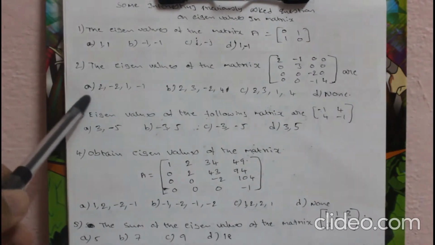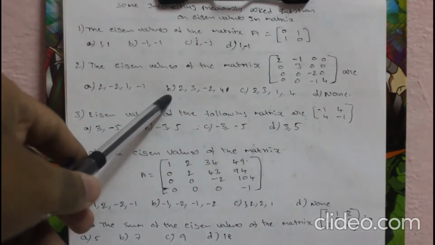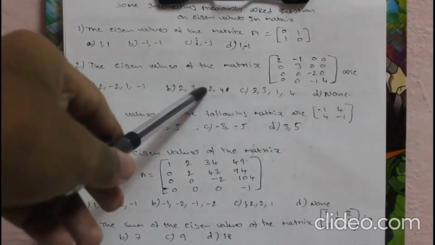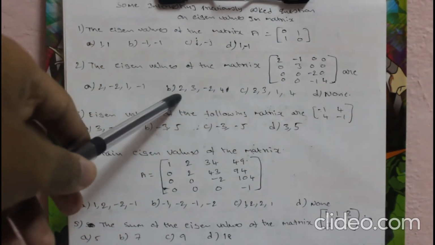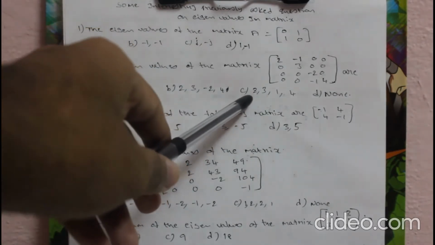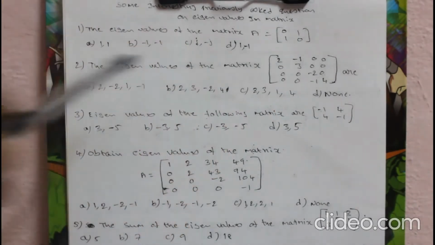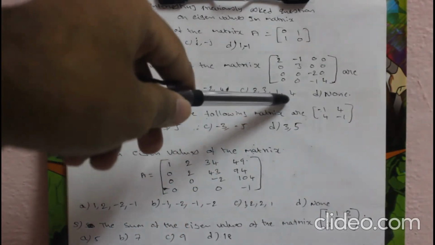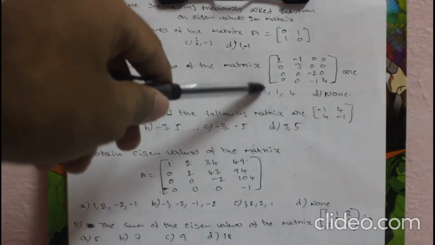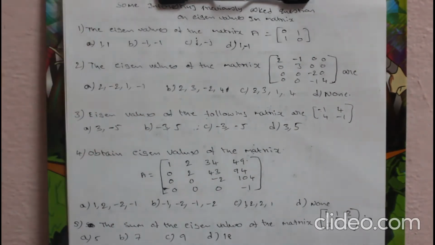Now look at the options. 2 minus 2, 1 minus 1, so 0. It is not equal to 7. Option B, 2, 3, minus 2, 4. Minus 2 and 2 cancel, 3 plus 4 is 7. So it has the chance. Look at option C, 2 plus 3 plus 1 plus 4. So 5 plus 1 is 6 plus 4 is 10. It is not equal to 7. It is not correct. D, none. It is not correct. So option B is correct. See here in this question, from the first point itself we got the answer.